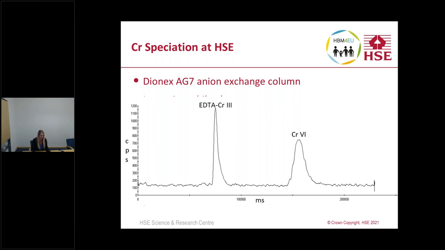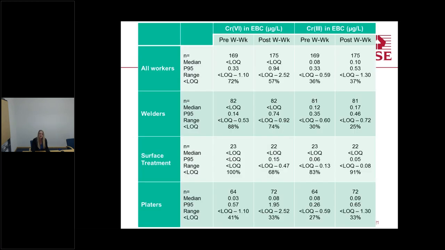Sorry for this next table. So this is just the chromium 6 and chromium 3 in exhaled breath samples split into the three different target activities. You can see that the platers had the highest chromium 6 results, which match what was observed for urine and blood samples. Surface treatment had the lowest.